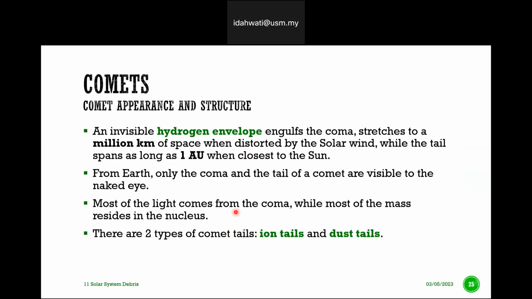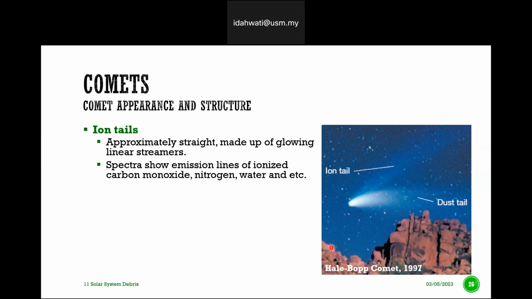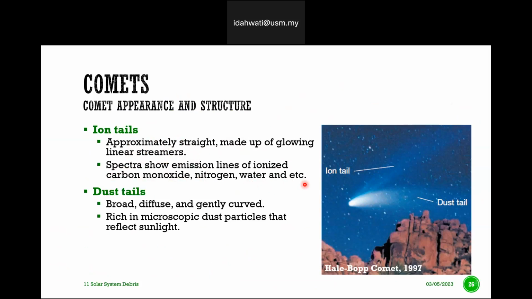So there are two types of comet tails: ion tails and dust tails. Okay, so what are ion tails? You can see here the different features of ion and dust tails. The ion tail is straight, made up of glowing linear streamers, and spectra show emission lines of ionized carbon monoxide, nitrogen, and water. But the dust tail is broad, diffuse, and gently curved. It is rich in microscopic dust particles that reflect sunlight.